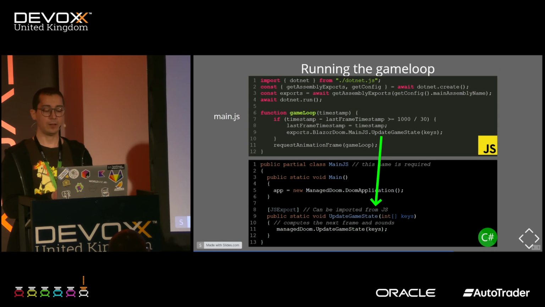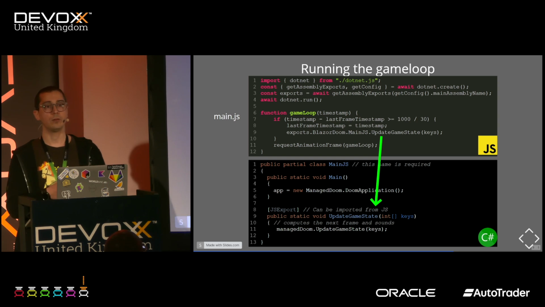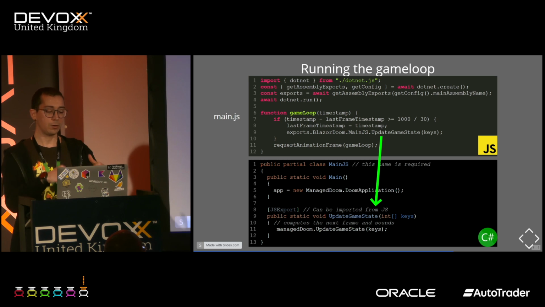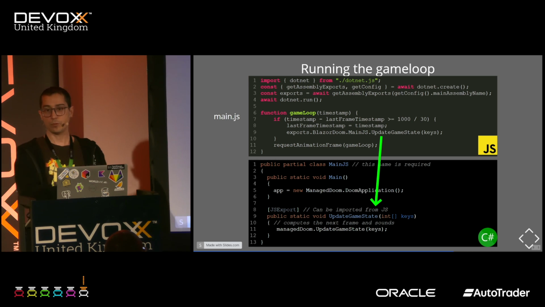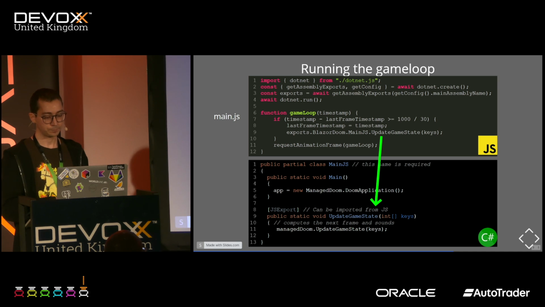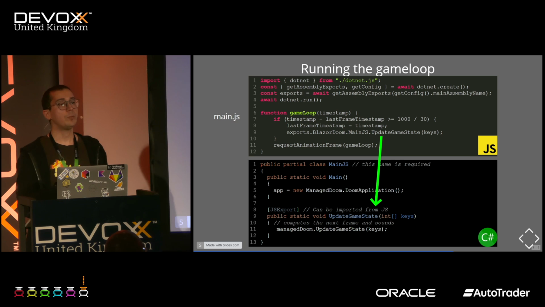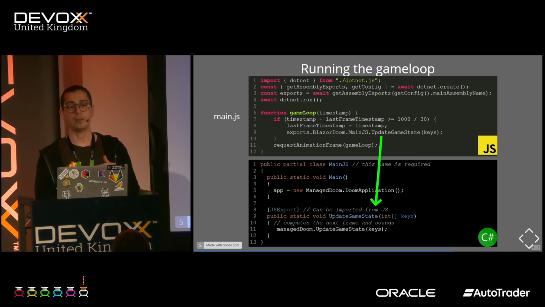And updateGameState is defined like this. You see JSExport, as I showed earlier. So it's just like an interface to call the Doom engine. And ManagedDoom's update game state comes from ManagedDoom. It's the original source code. This update game state method updates the game engine, as I said, and also draws the frame and plays the audio.